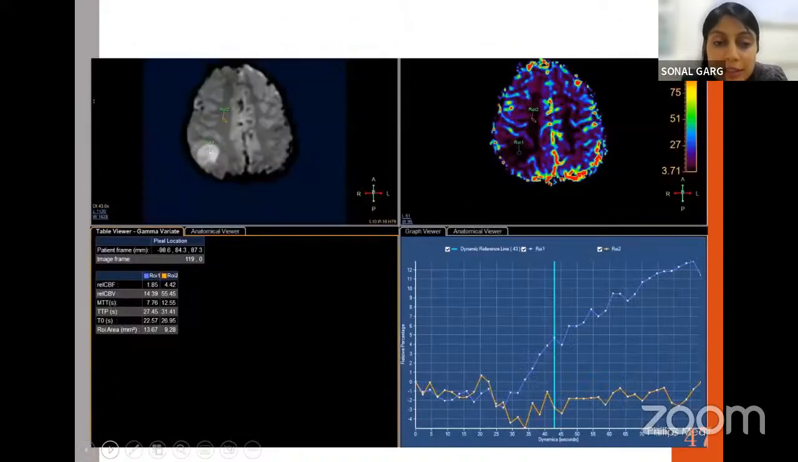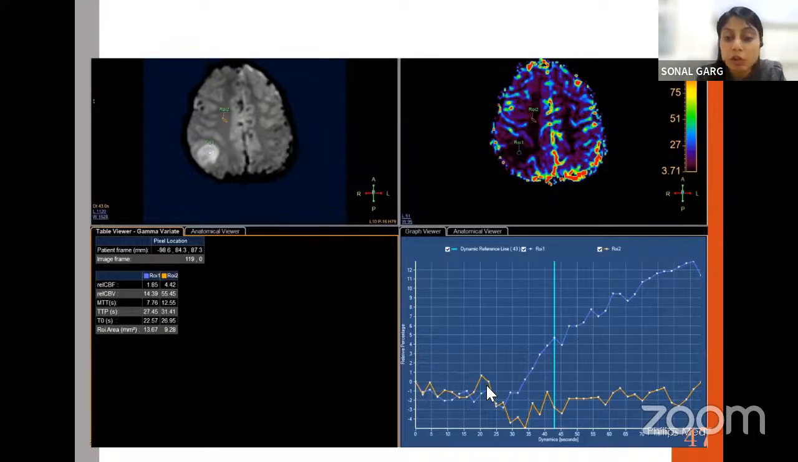Now, what are the latest fancy techniques that we can now use to characterize this further? This is what we call MRI brain perfusion, where we are doing a perfusion scan of this tumor to know whether it is a low-grade or a high-grade tumor. If you look at the table on the left-hand side at the bottom, we measure all these different parameters within the tumor. Here you can see the orange graph, which is in an area of normal tissue, and the blue graph, which is in the abnormal tissue.